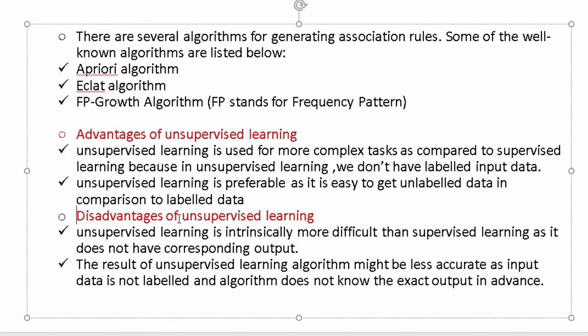Next are the disadvantages of unsupervised learning. The first thing, of course, is that it is more difficult than the supervised learning technique because it doesn't have any corresponding output. And the result of an unsupervised learning algorithm might not be accurate. It will be less accurate as the input data is not labeled and the algorithm does not know the exact output in advance. So this is all about unsupervised learning.